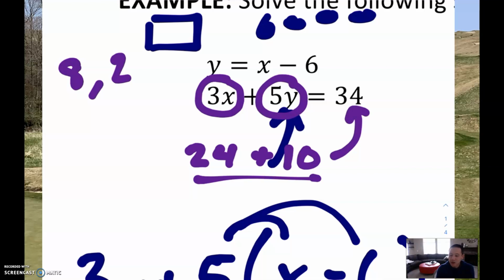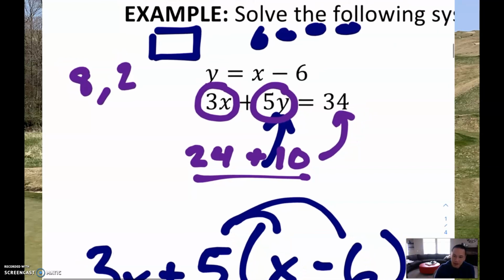And if I add 24 plus 10, it should equal 34. And it does. So we know we got the correct answer. If it doesn't work out, then you probably got the answer wrong. Go back and find your mistake. But it should work out for both the top equation and the bottom equation if you got it correct.